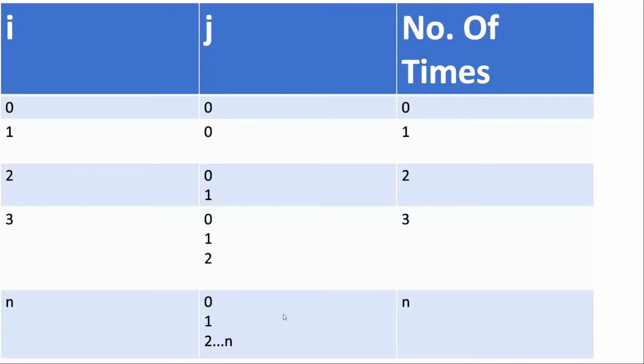Okay. So here again the i value goes to 3. 0 is less than 3, 1 is less than 3, and 2 is less than 3. So this particular thing runs for 3 times. I think you're getting the logic of what is happening. So if i equals n, then this is going to run for n times.